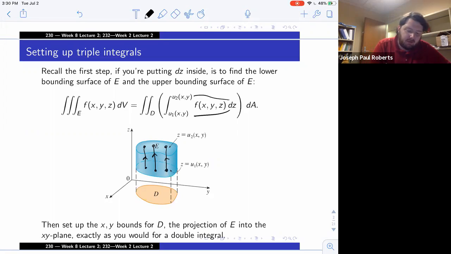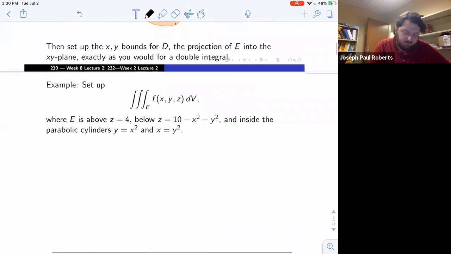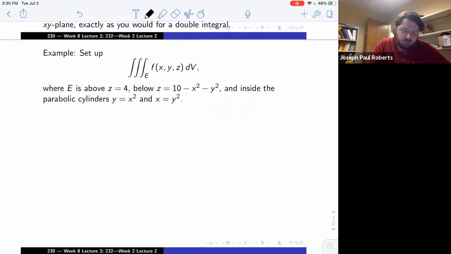Okay, and then the next step is to figure out this shadow D in the xy plane, and basically for that you do exactly whatever you would have done for a double integral over that region. Okay, so let's just do another practice one.